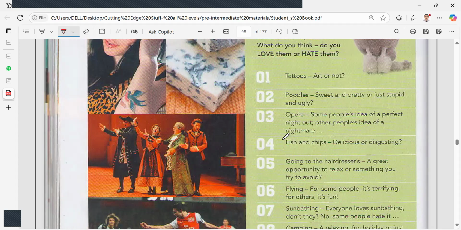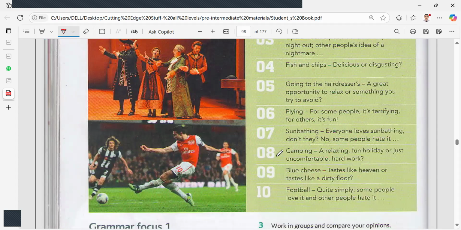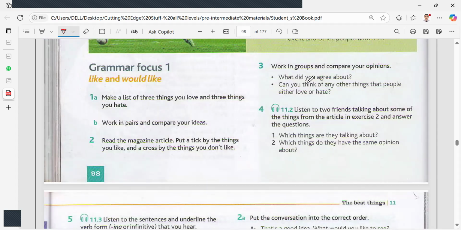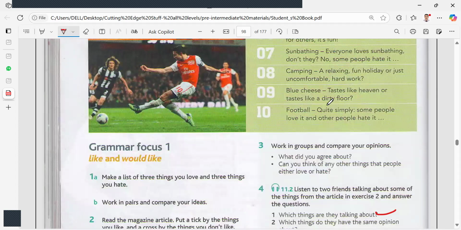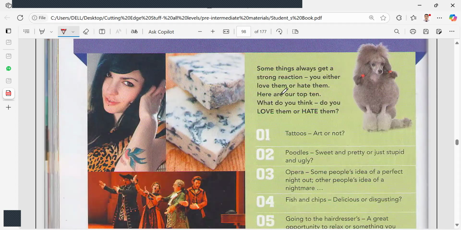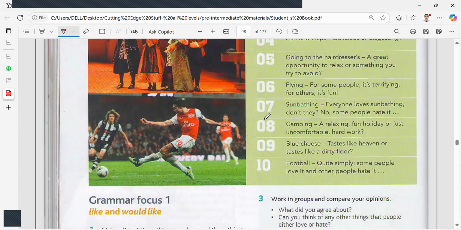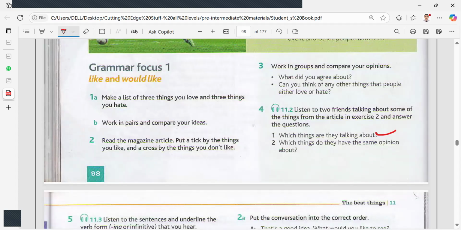You have 10 questions, I hate or like. You should listen to two friends talking about some of the things they like or hate. Which things are they talking about? Which thing do they have the same opinion about? Right, okay. So let's listen to the two friends and choose which topics they talk about.